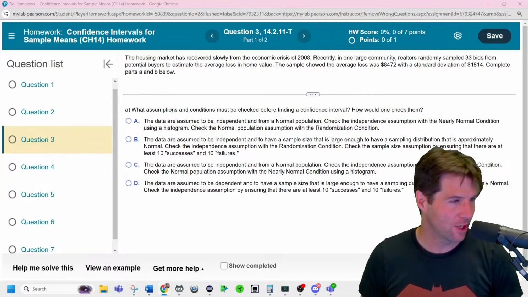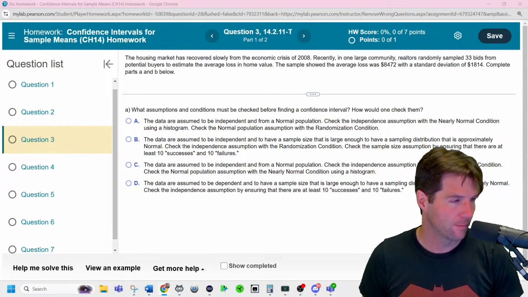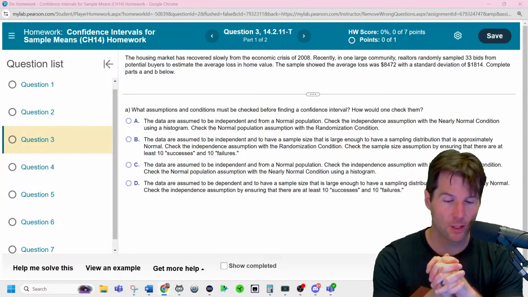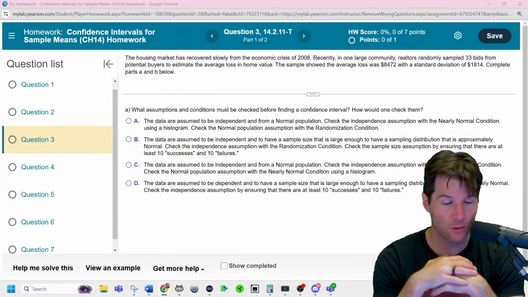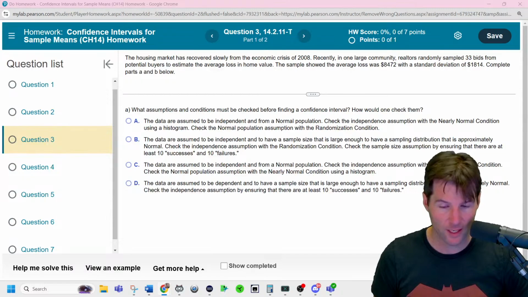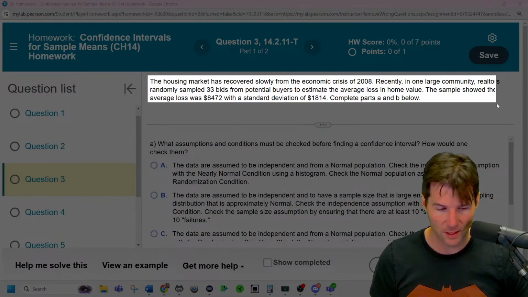Stat 201, chapter 14, homework. The housing market. The housing market has slowly recovered since the crisis, and we have a bunch of things right here. The sample showed that the average person lost $8,472 with a standard deviation of 1,814. They talked to 33 potential buyers. Okay, so what's the notation? Noel, help me out. Tell me any of the notation for this problem before we get started.